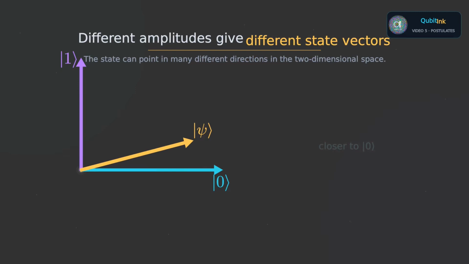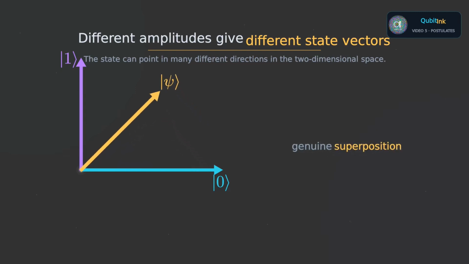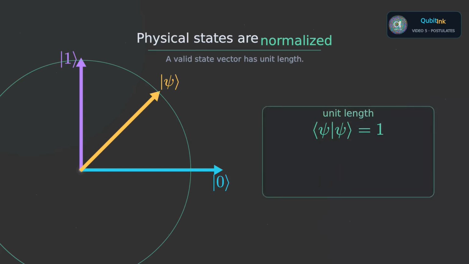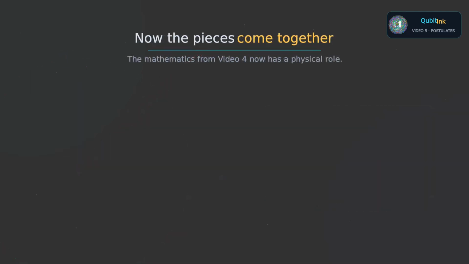A state can lie close to the 0 basis direction, close to the 1 basis direction, or somewhere between them as a genuine superposition. But there is one more requirement. Not every vector length represents a valid physical state. The state vector must be normalized. Geometrically, this means that the vector has unit length. In the language of inner products, the state has unit norm. And for a qubit written in the computational basis, normalization means that the squared magnitudes of the two amplitudes add to 1.